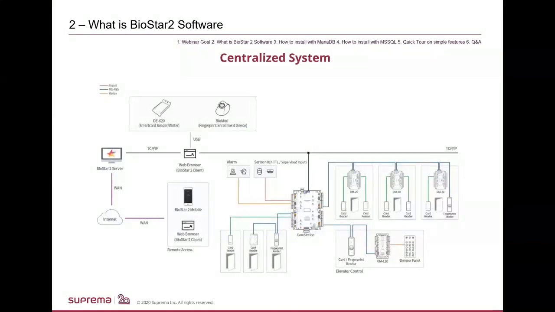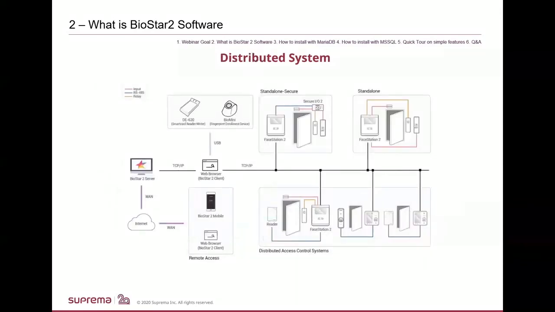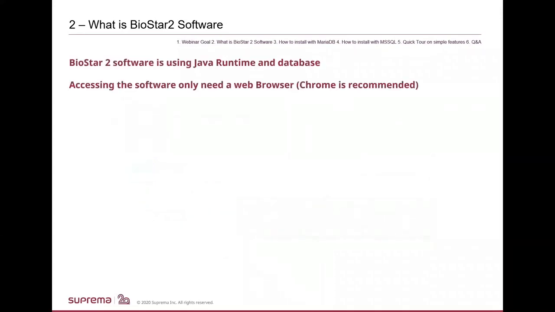We can also manage all types of systems, from centralized with CoreStation, for example, to distributed systems, or both of them on the same appliance. It's really simple to do a distributed system for a specific floor of the building, and for main doors you can use a centralized system, but it will run under the same software.